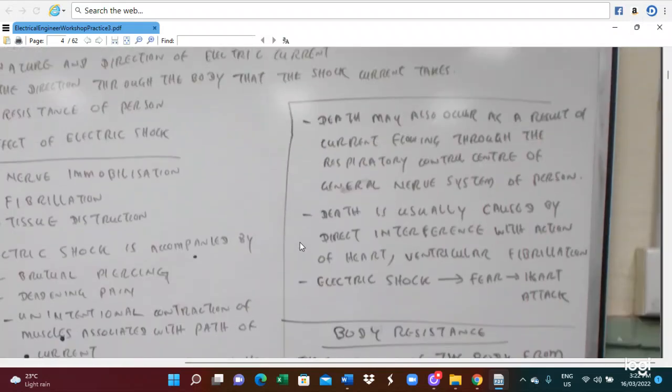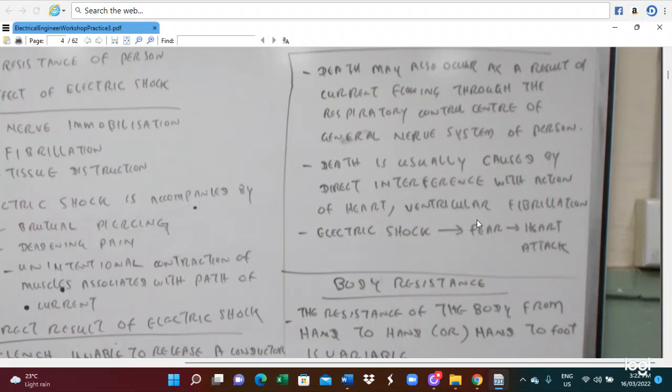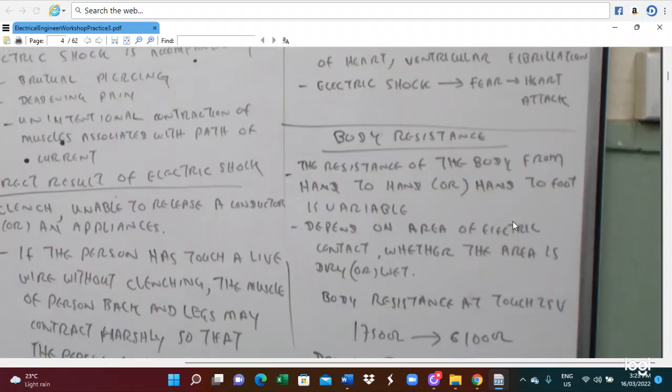It may also occur as a result of current flowing through the respiratory control center of the nervous system of the person. That is usually caused by direct interference with the action of the heart. Ventricular fibrillation: electric shock can cause fear. In this case, a heart attack can also happen.